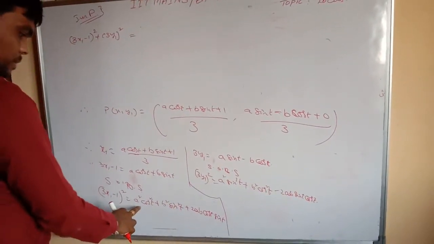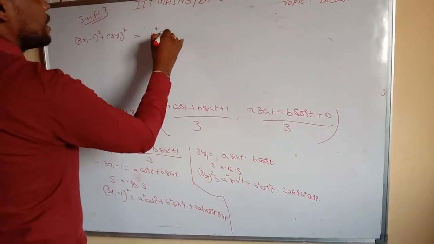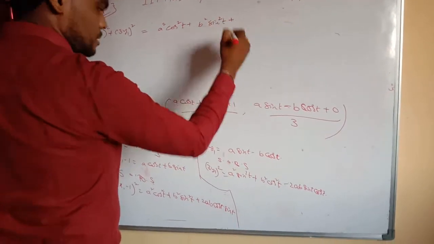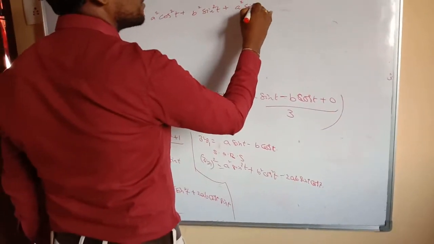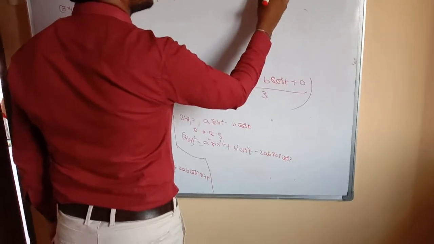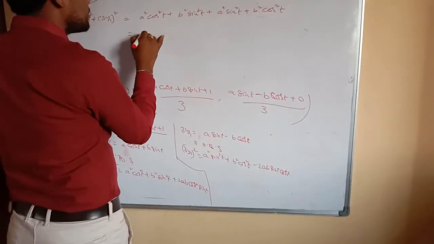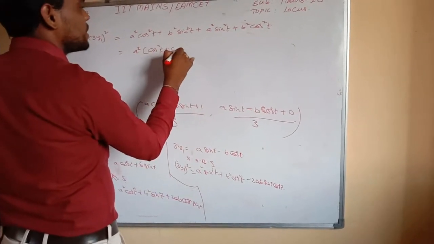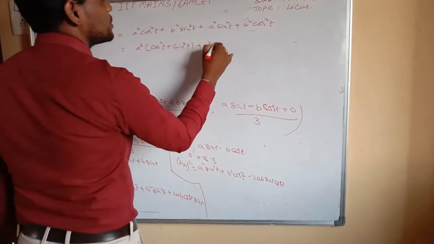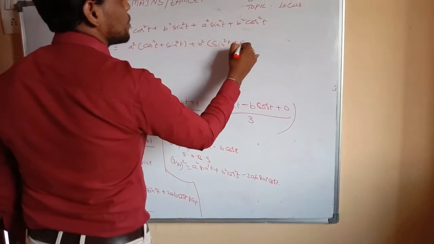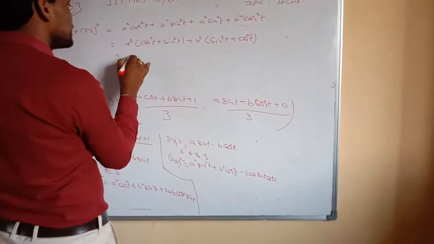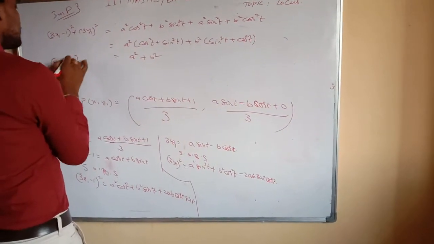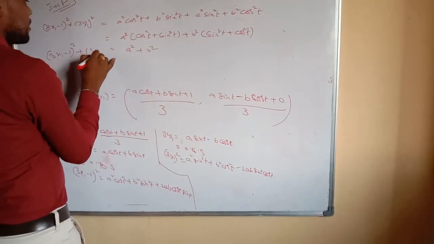The remaining terms are a² cos² t plus b² sin² t plus a² sin² t plus b² cos² t. Here a² is common, giving cos² t plus sin² t, and b² is common, giving sin² t plus cos² t. But we know that sin² t plus cos² t is 1, and therefore a² plus b². Therefore (3x1 − 1)² plus (3y1)².